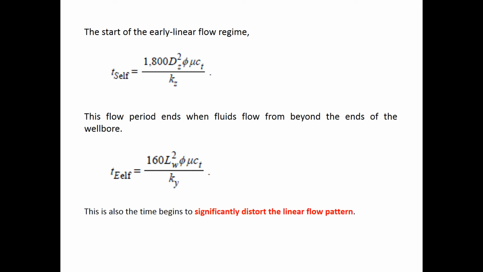The difference between the two equations are, for the start of the early linear flow equation, it depends on the farthest distance to a vertical boundary, dz, and the vertical permeability, kz, while for the equation to calculate the end of the early linear flow, it depends on the effective completed length of the well, Lw, and the permeability in the direction parallel to the well, which is Ky.